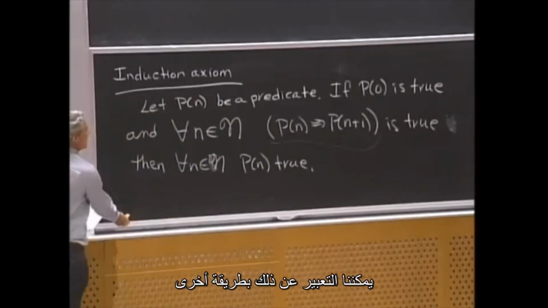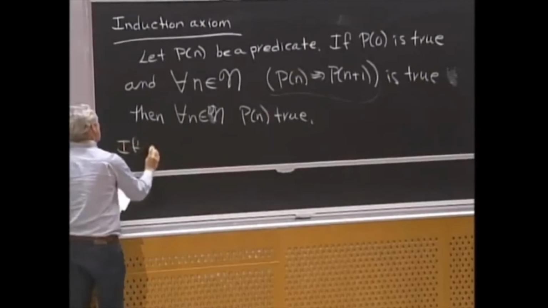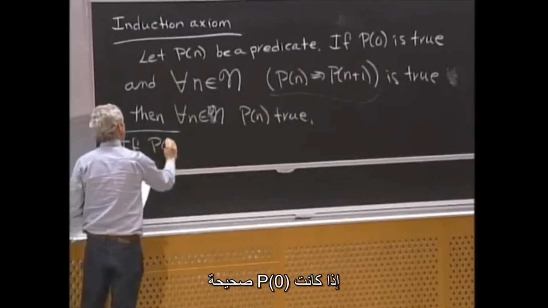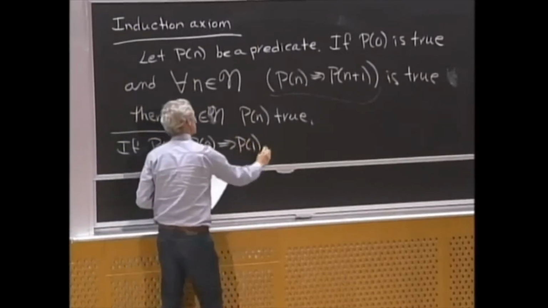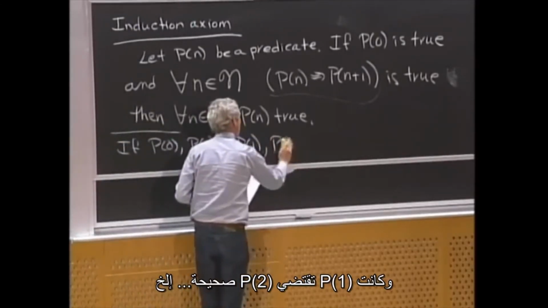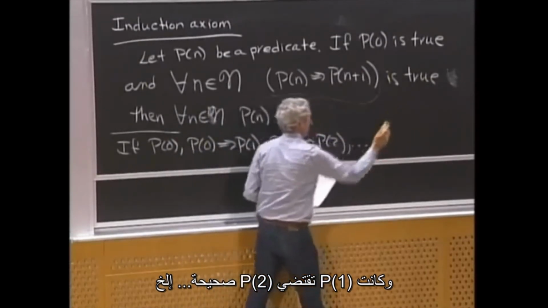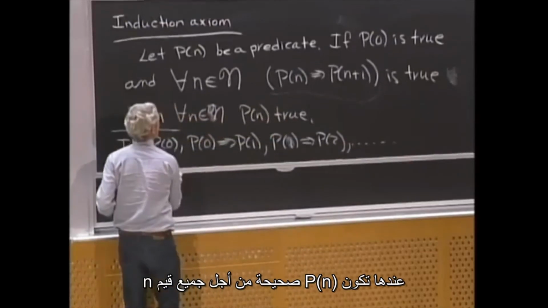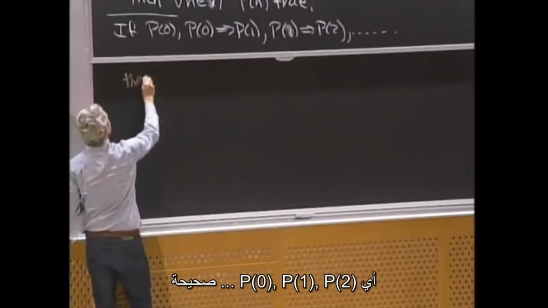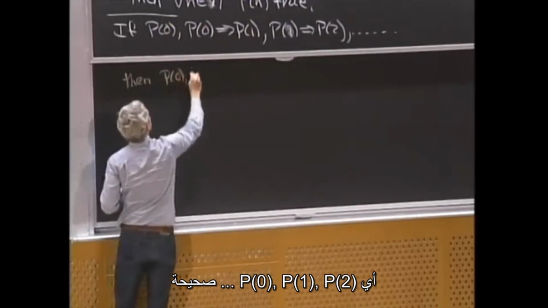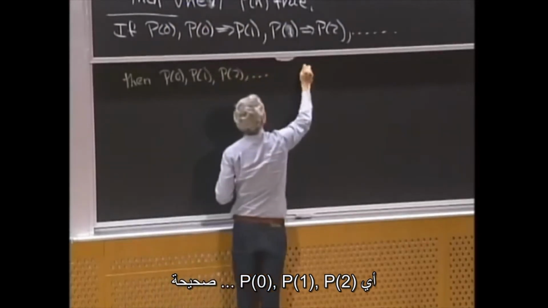Another way of saying this without the for alls is that if P0 is true, if P0 implies P1 is true, if P1 implies P2 is true, and so on forever, then P(n) is true for all n. So then P0, P1, P2 forever are true.